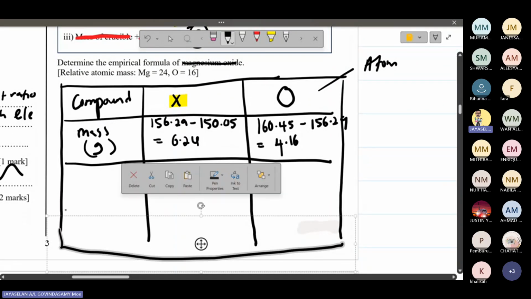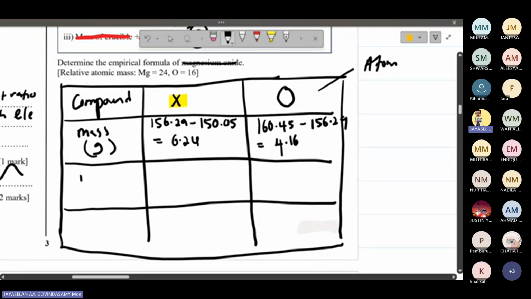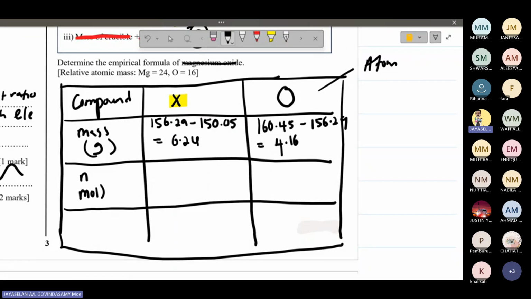Second step, what you have to find, you all put this symbol. You need mol. If mass is given, how to find the number of mole? Mass over molar mass. What you all do here, 6.24 divide with the molar mass, which is 24. Ini kan kita tukar X 24. So kita letak 24. What answer you guys will get? 6.24 divide with 24. You get 0.26 mole.